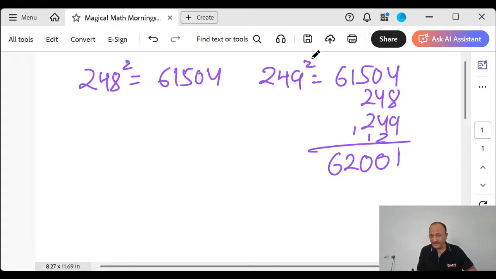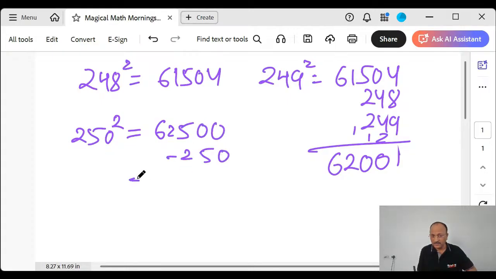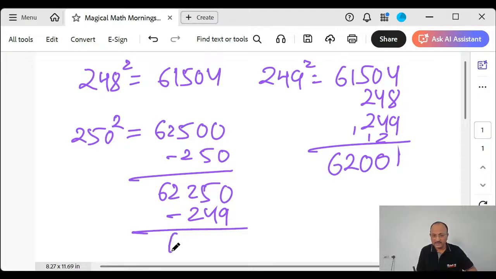If you want to find 249 square, you can always start from 250 square also. Let's do that method. 250 square: 25 square is 625 followed by 00, minus 250 you do first. You will get 62250. Minus 249 you do. What will you get? 62001. Like this also you can do. Correct now? Provided you know 248 square, you can do this.